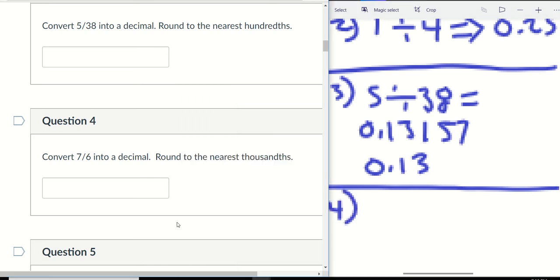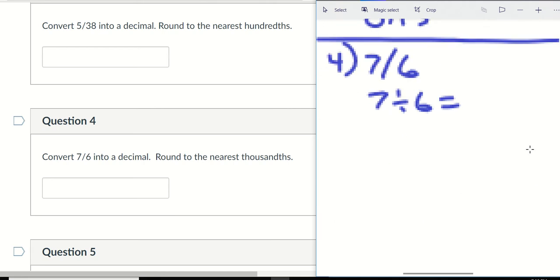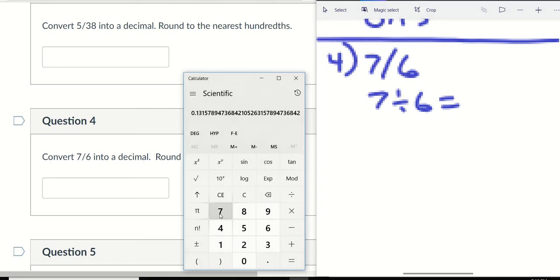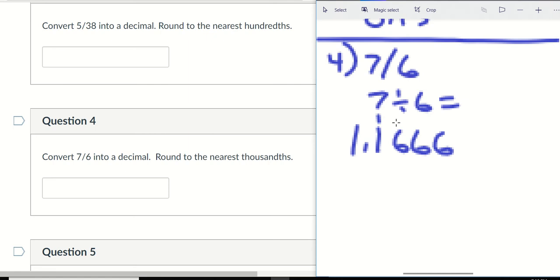Number 4. We got 7/6. 7 divided by 6. This time we are still rounding to the thousandths. So we got 1.1666. Tenths, hundredths, thousandths. So that's 6. Does it stay a 6 or become a 7? 1.167.